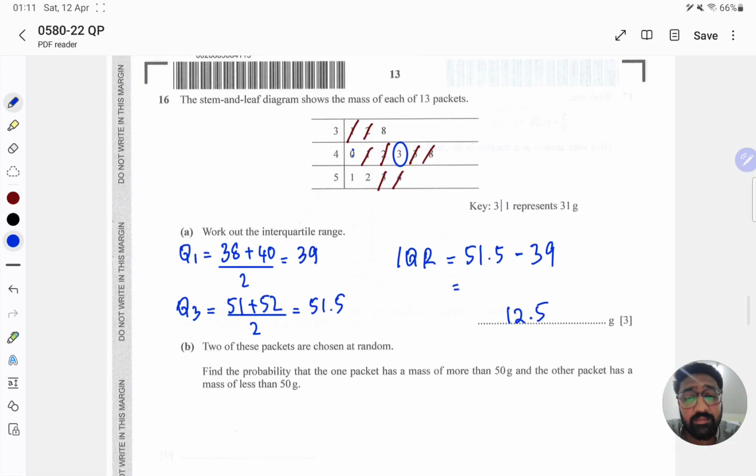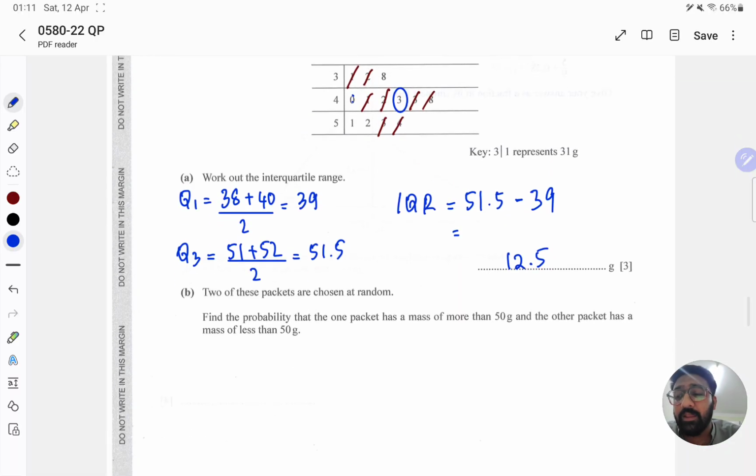More than 50 grams and less than 50 grams. So there are two options that we can have over here. The first one can be more and the second one can be less, or the other option is that the first one is less and the second one is more. So how many of them?